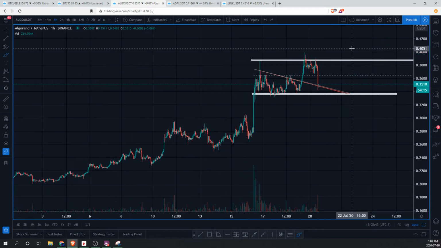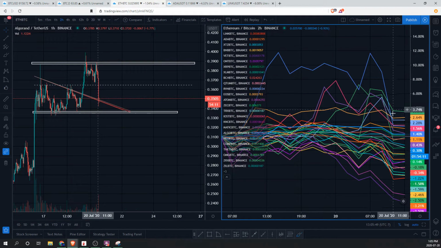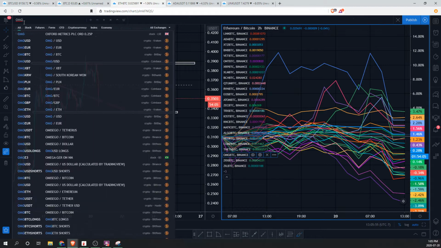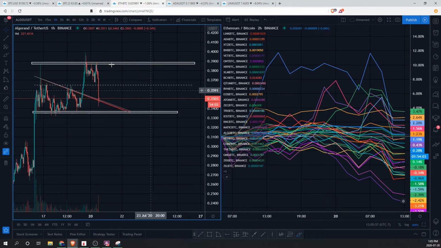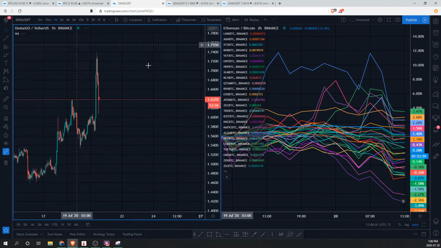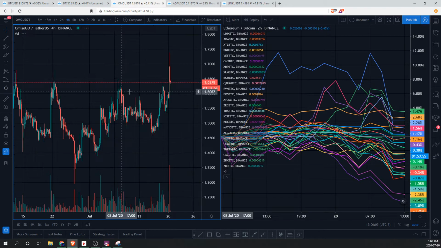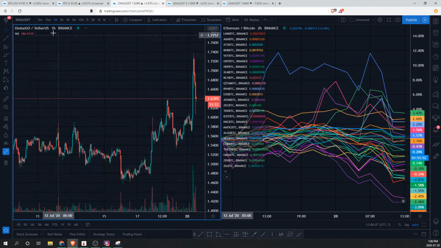So definitely we've got some time for ALGO. Not a lot else is moving up here. We see another one, OMG, that did all right. So let's look at OMG. Nope, that's not the one we're looking for. This is the one, OMG USDT. Yeah, really hard to trade this. It's very noisy, very spiky.